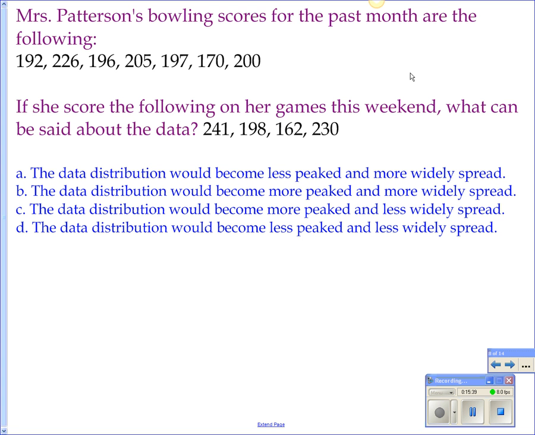So let's put these in order. We're just going to put these in order. So write these down on your paper. All right, so what's the smallest one? 170, okay? What's the next one?